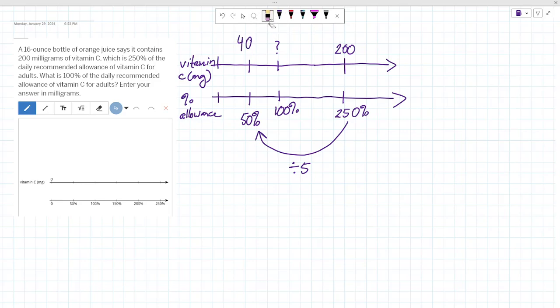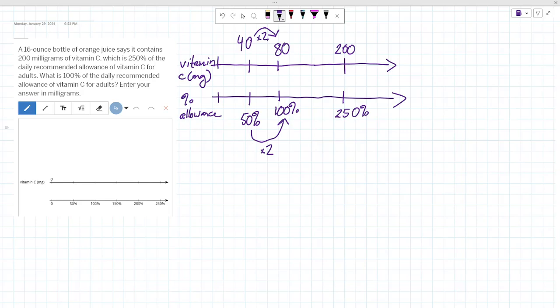Okay, now how do I use that information? Well, how do I get from 50% to 100%? What do I have to multiply by? 50 times what is 100? 50 times 2. So I need to do the same thing with the 40. I need to multiply by 2. What's 40 times 2? That's 80.